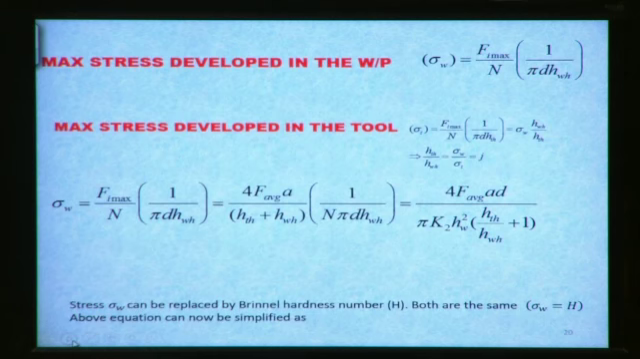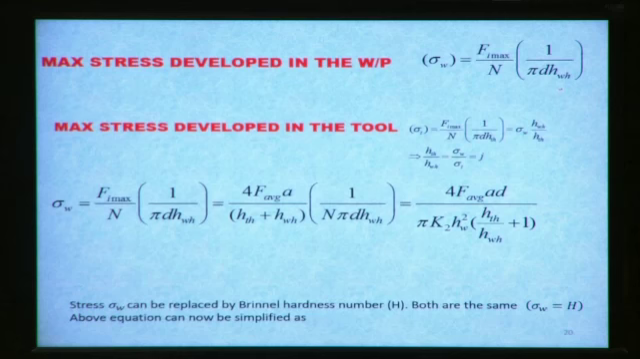Okay, so the maximum stress developed on the workpiece can be calculated as Fi max divided by N here. So this is the maximum force per grit, divided by the cross section area of that grit. The cross section area can be given as pi d h WH.